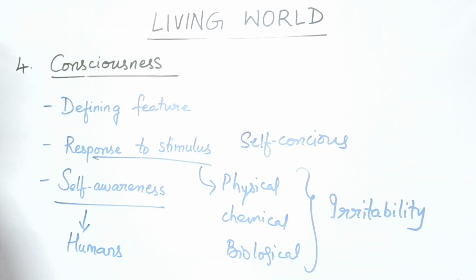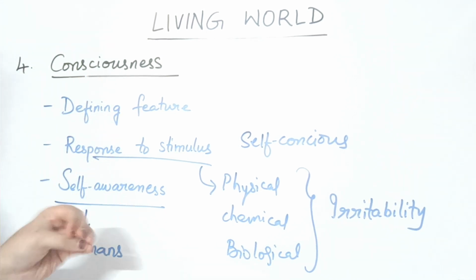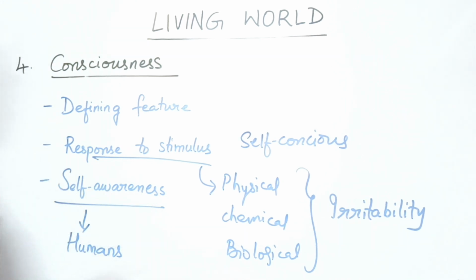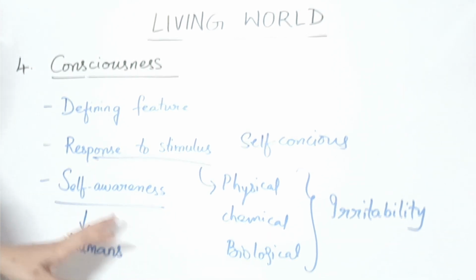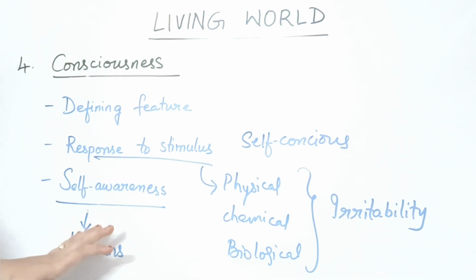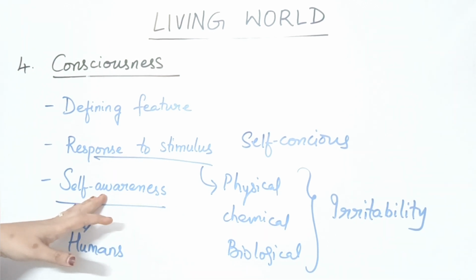Like the example I just gave of patients who are in coma, they are not self-aware, but their cells are very conscious and the body is also conscious. Therefore, we can say that humans sense through our sense organs. That is the special feature of humans.